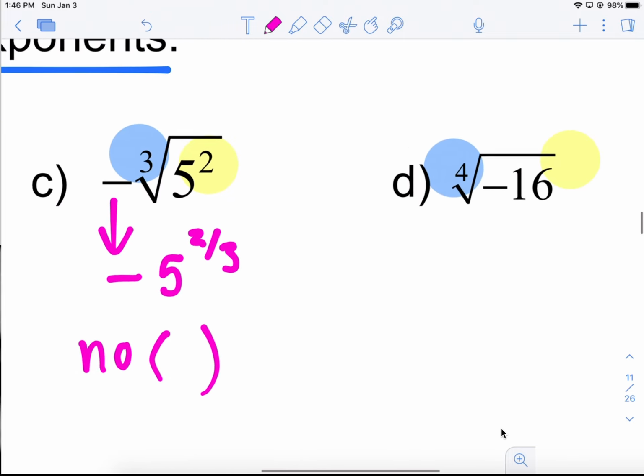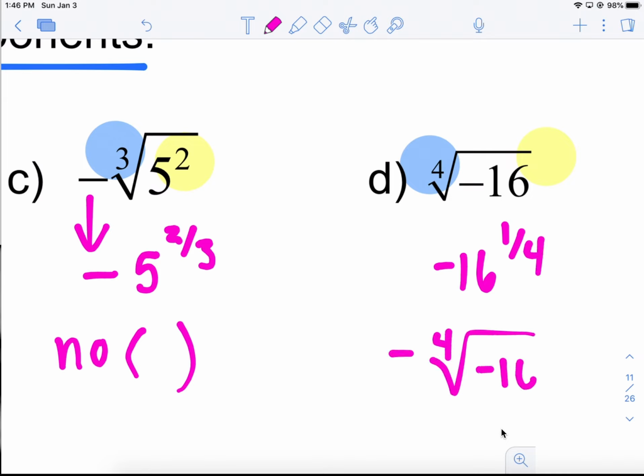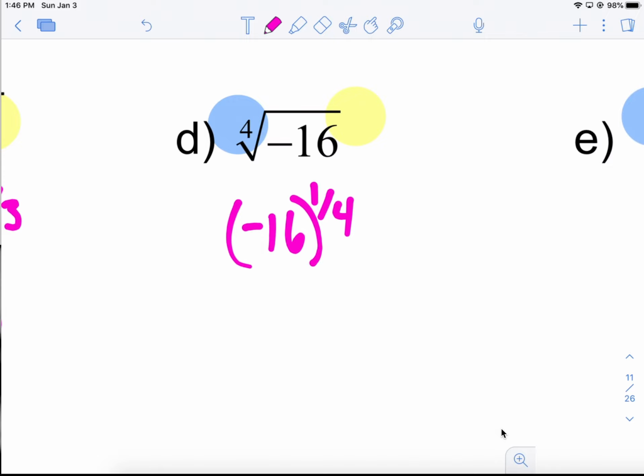Now, on this one, I do need parentheses because I need to show that that negative 16 is what is getting raised to the 1/4 power. Okay, I cannot say this. If I wrote it that way, it would mean this statement, and that is not the same thing that I have, okay? Which means that if that 16 is inside, I need it to stay inside before it has the exponent on it.